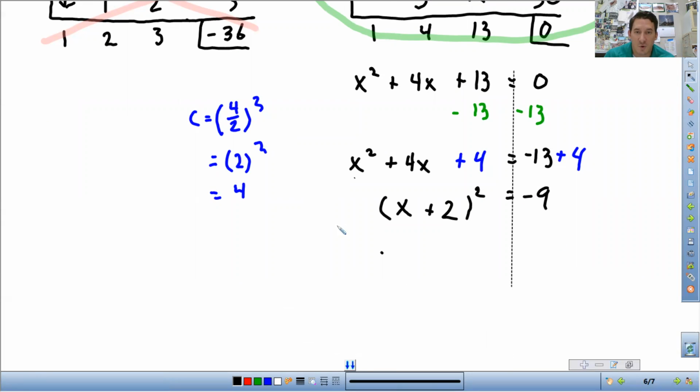So just a real quick reminder, it factors like this. Because we completed the square, we have a perfect square. It's going to always factor into half the middle term. So half of 4 is 2. Since this is plus, this is plus.